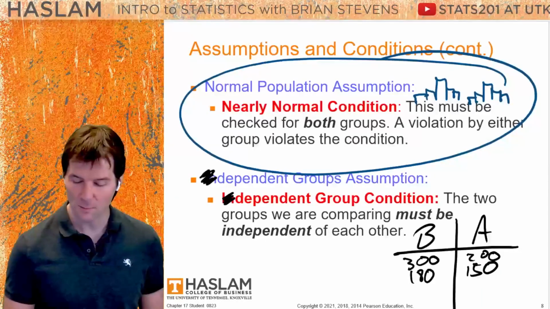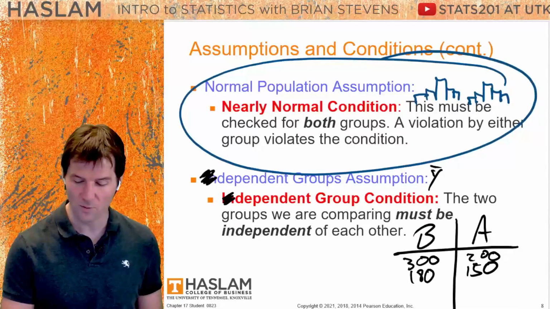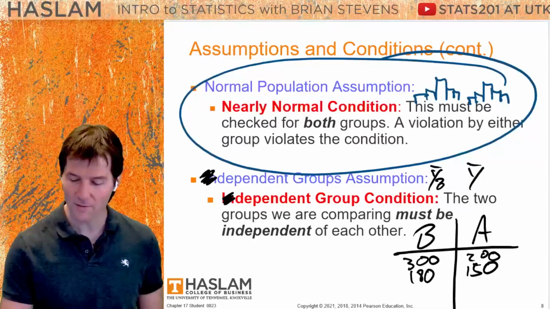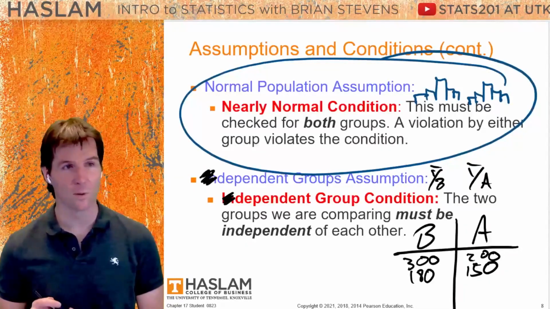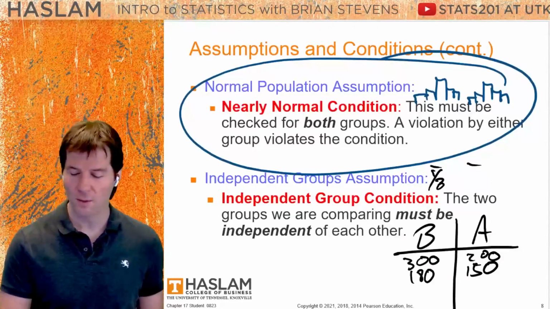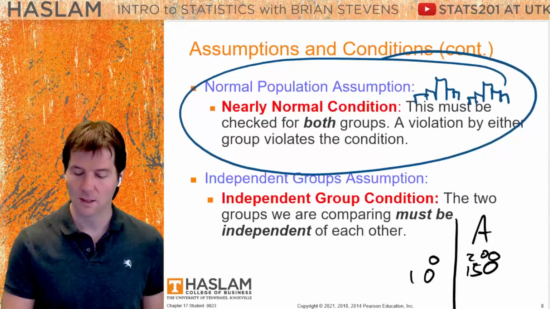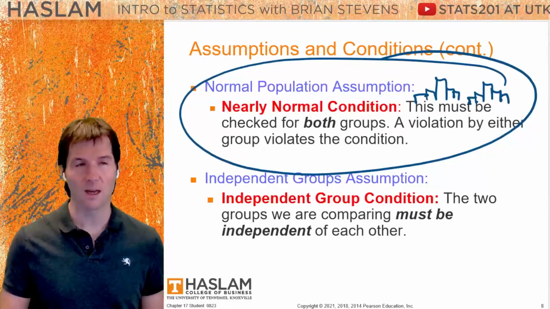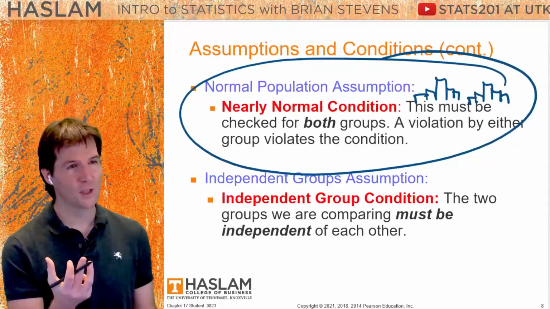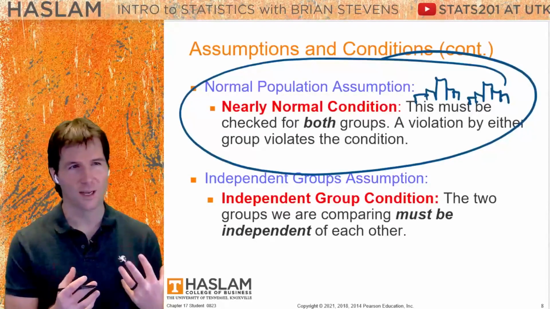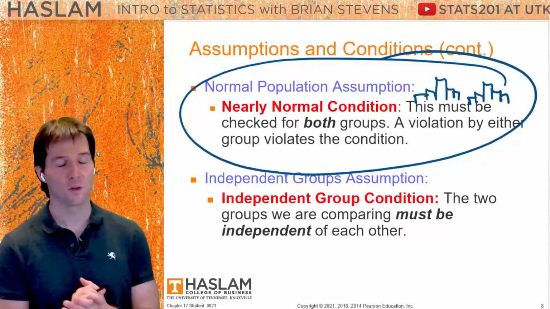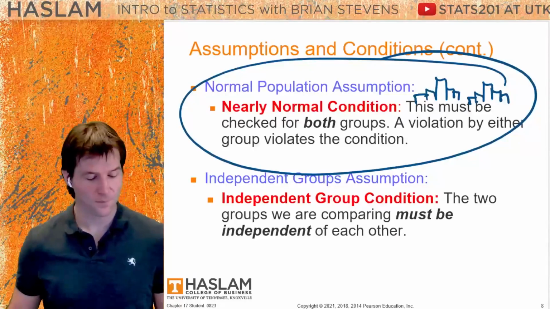So if you're comparing the means of these groups, the mean for the group before and the mean for the group after, the mean for the group after would depend on the mean for the group before. So that would not pass the independence condition. The way to check this condition is to say, does brand name batteries somehow influence the generic batteries to last longer? I don't see any way that could happen, so these are independent groups.